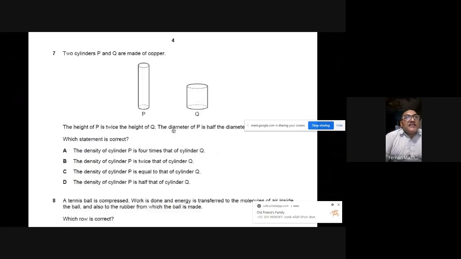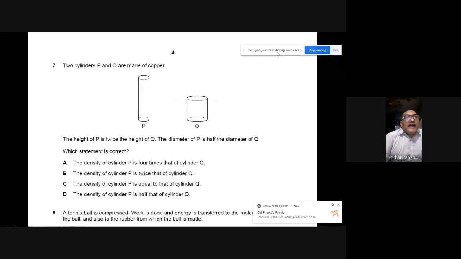Question number 7 is on your screen right now. Say two cylinders P and Q are made of copper. The height of P is twice the height of Q. The diameter of P is half the diameter of Q.